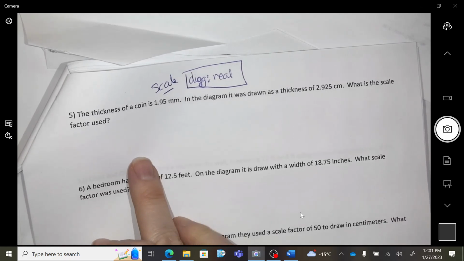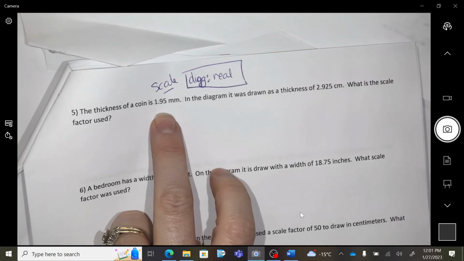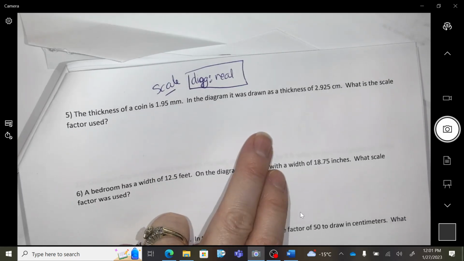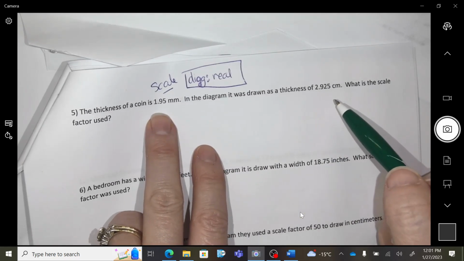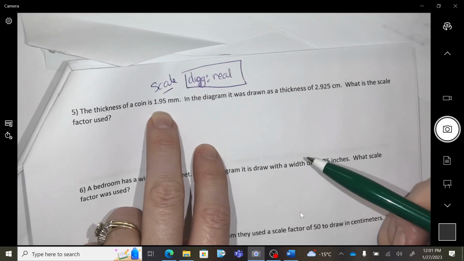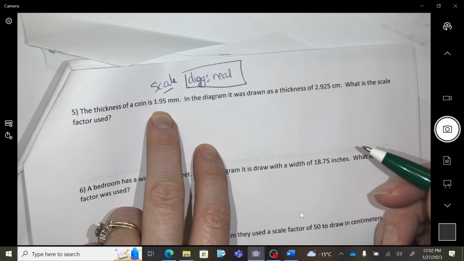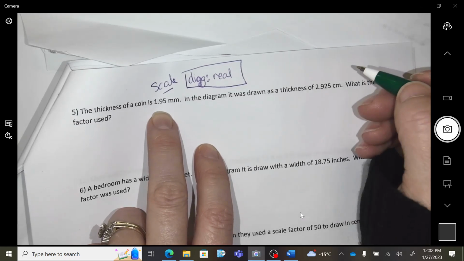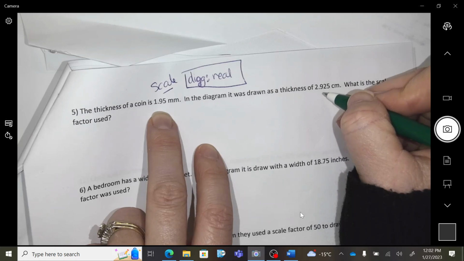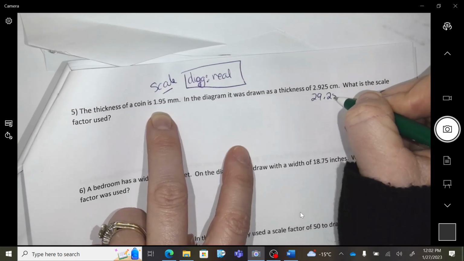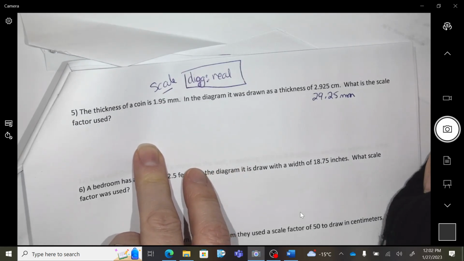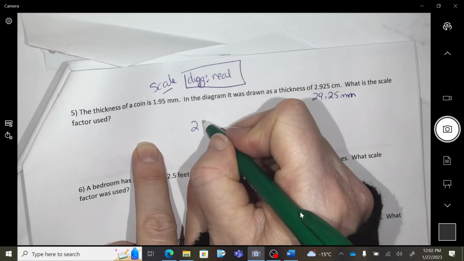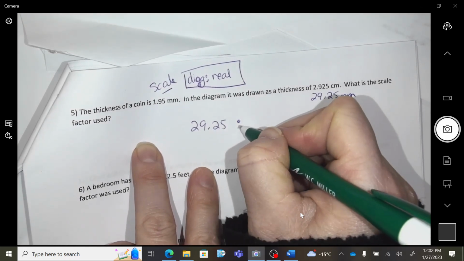Okay, so here we go. The thickness of a coin is this much, and the diagram is that much. First of all, we've got to be in the same units. What do you want to do? Everything centimeters or everything millimeters? I think millimeters would be a little bit easier. Okay, times 10. So the diagram is now this one to the real.